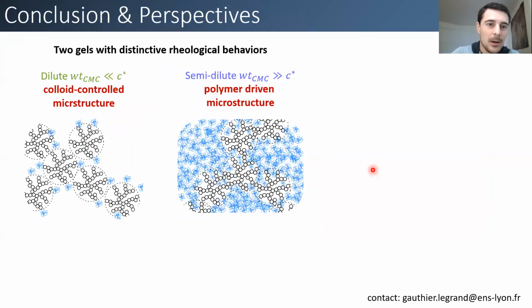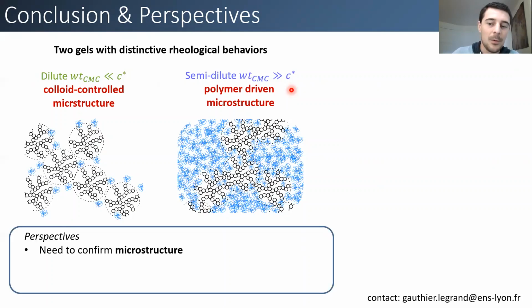So to conclude, we observe that there are two gels that have very distinctive rheological behavior. In the dilute regime, the microstructure is driven by the colloidal particles, whereas in the semi-dilute regime, the microstructure is driven by the polymer matrix, in which there is an embedded network of carbon black particles. And some perspectives that we want to study in the future would be to confirm this microstructure through, for example, scattering experiments.